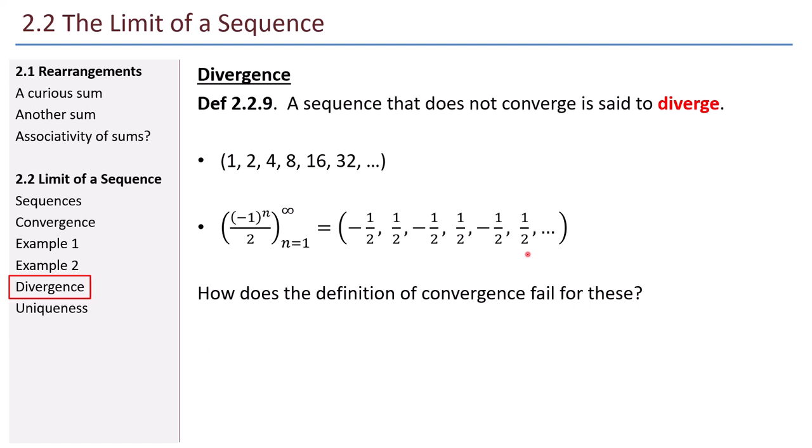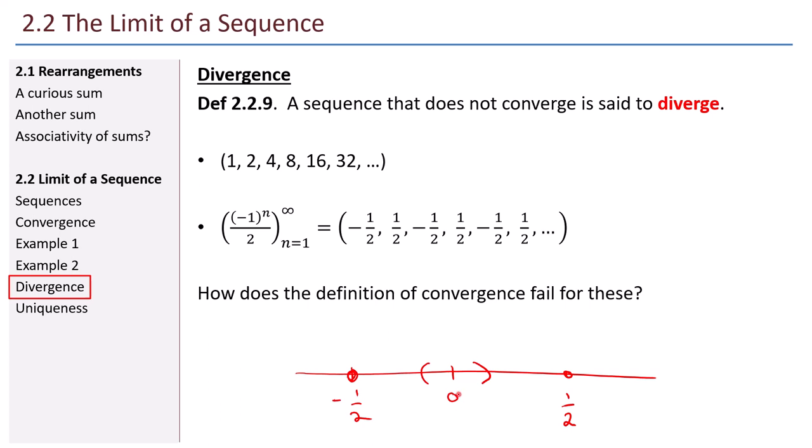How does the definition of convergence fail for these? Well, maybe I'll look at the second one. Maybe I can imagine my term negative 1/2, and there's a positive term 1/2. And if I pick any number, I don't know, let's just say 0, but you can choose any number, you can form an epsilon around that number, sort of an epsilon neighborhood, an epsilon gate around that number, so that the terms of the sequence never get within that epsilon gate. So the sequence never converges to 0.